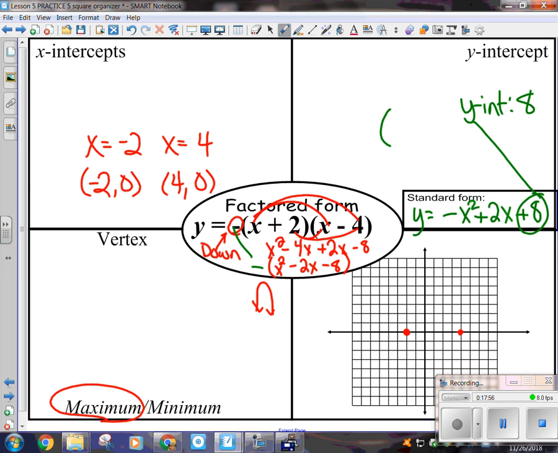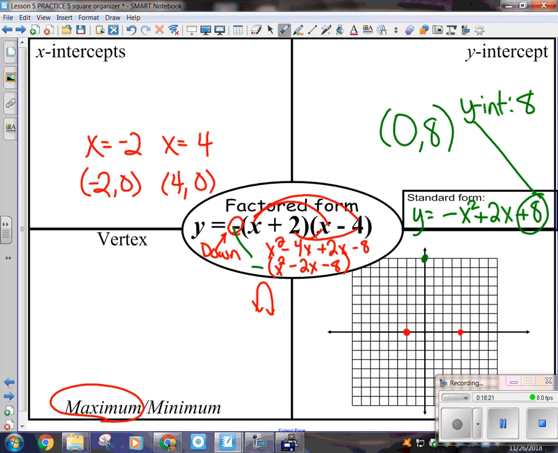So 0 for x and 8. 1, 2, 3, 4, 5, 6, 7, 8. That shouldn't even be the middle. So my graph's going to go a little bit above where this is. Everybody good so far? Are you feeling comfortable with standard form, and do you know your x-intercepts, y-intercepts, vertex?